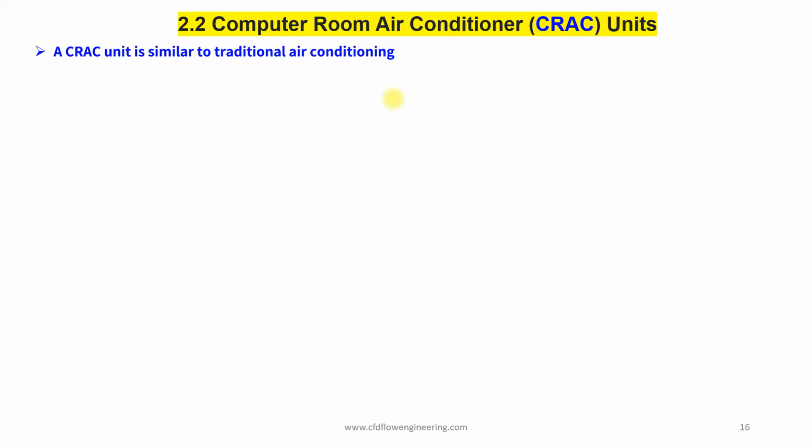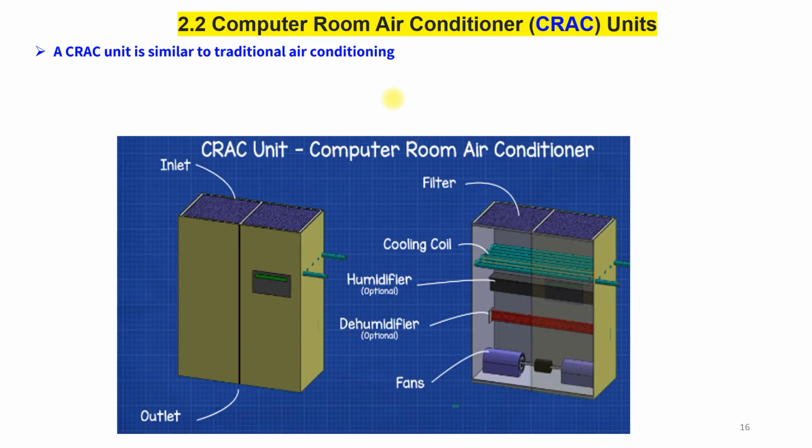Computer air conditioner unit is also used for cooling, but it is used for low capacity, and it is similar to the traditional air conditioning. Its design is simple. It consists of the filter, cooling coil, humidifier, dehumidifier, and fan to supply cold air. It is used for a small capacity of flow rate.